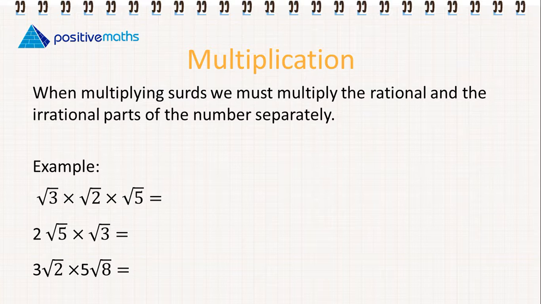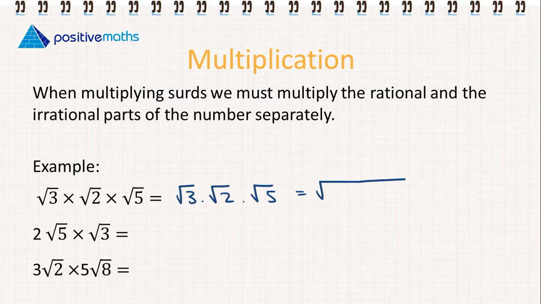Now on to multiplication. When multiplying surds, we must multiply the rational and the irrational parts of the numbers separately. So an example. We have the square root of 3 by the square root of 2 by the square root of 5. This is going to be the square root of, like our rule said, 3 by 2 by 5. So it's going to be the square root of 30.